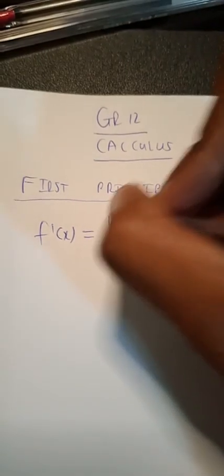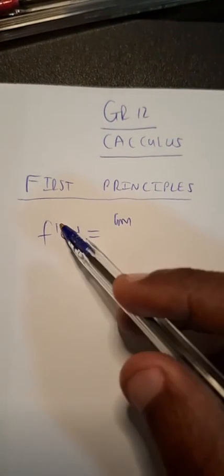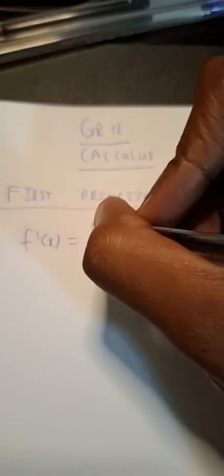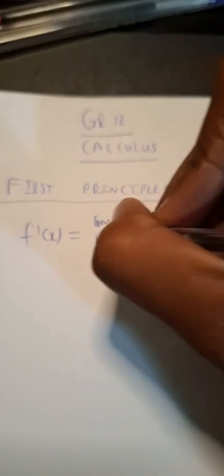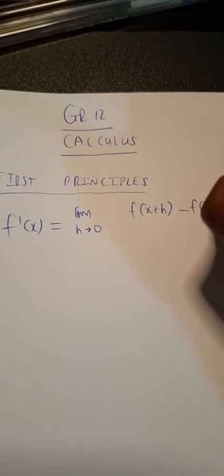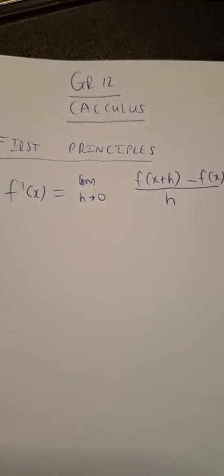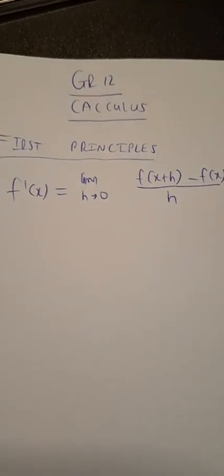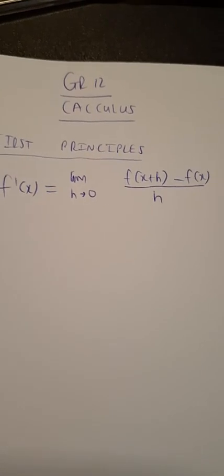So the formula is basically we say f prime x is the limit as h approaches 0 of f of x plus h minus f of x, over h, right? So this is the formula that they use to find first principles.